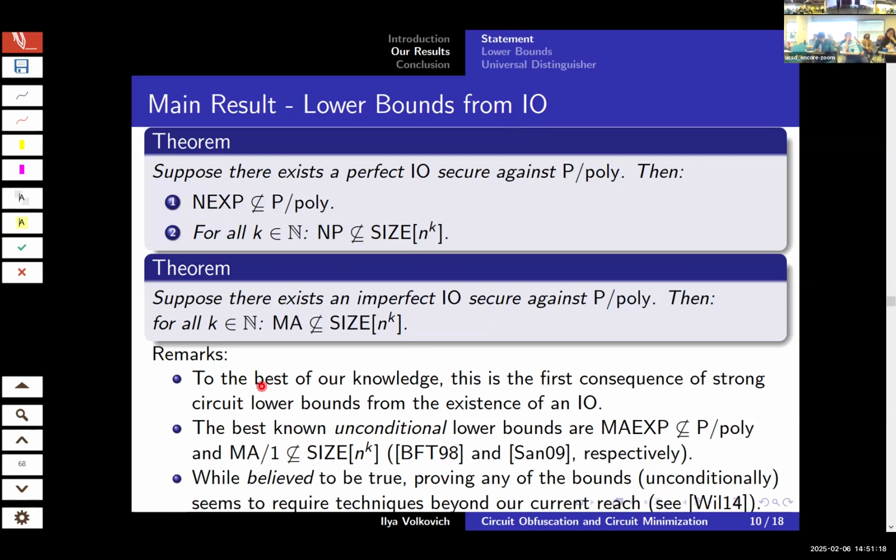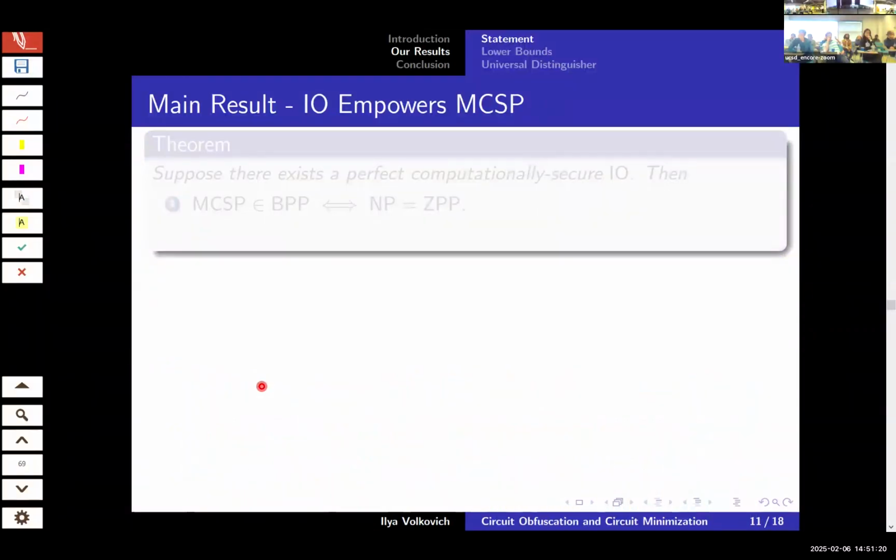More questions? Good. So this is the first flavor. The second flavor is kind of what the title suggests, how IO empowers MCSP. So here we're actually changing the assumption a little bit.